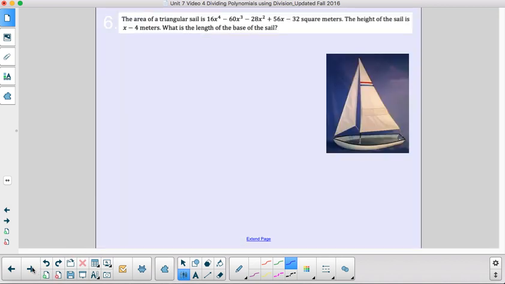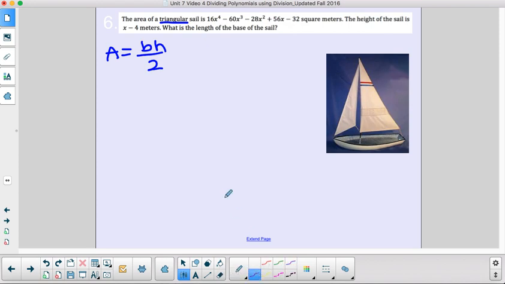Number 6, we have the area of a triangular sail is 16x to the 4th minus 60x to the 3rd minus 28x squared plus 56x minus 32 square meters. So be careful, this one is a triangle. The height of the sail is x minus 4. What is the length of the base of the sail? So area of a triangle, got to think about that. It's base times height divided by 2.